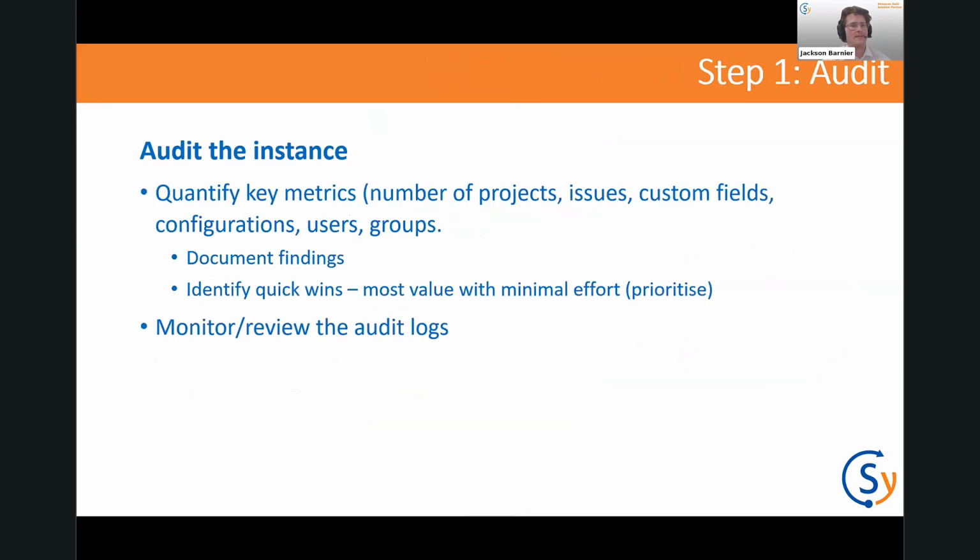So step one, auditing. We want to quantify our key metrics. That's projects, issues, custom fields, configuration schemes, users, and groups. We'll clean these up as we go. We want to review the groups and users in our instance and remove anyone that is unused and manage our license consumption as best we can. We also want to document our findings as we go, monitor the audit logs for the instance, the applications, and the automation as well. And we want to see if we can reduce any monthly executions by consolidating some rules.